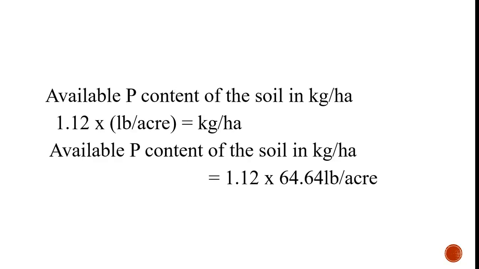It works in the other direction as well. If you know kilograms per hectare and you are looking for pounds per acre, then you have to make pounds per acre the subject of this equation by dividing both sides by 1.12. So pounds per acre will be equal to kilograms per hectare divided by 1.12. Whatever value it is, you divide it by 1.12, you get the value in pounds per acre. And in this case, we have to calculate the value of kilograms per hectare from pounds per acre. So we just have to multiply the value in pounds per acre by 1.12. As simple as that.